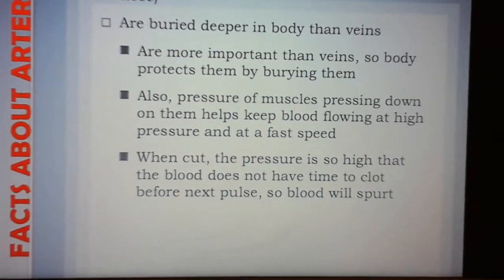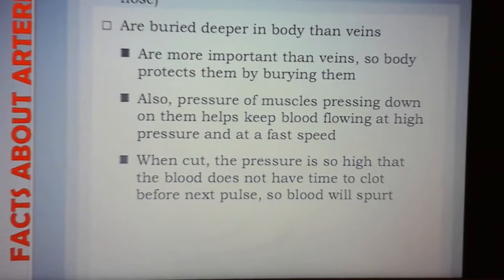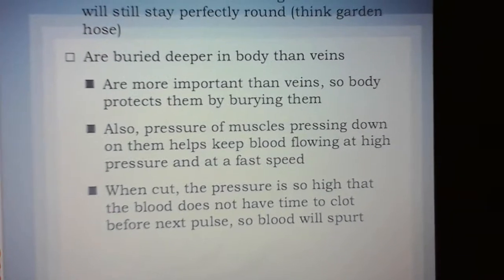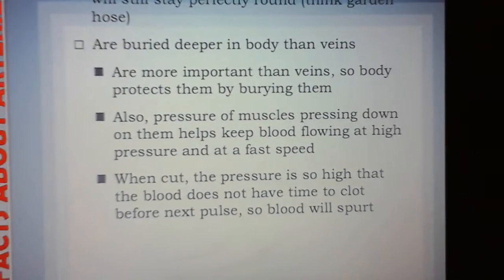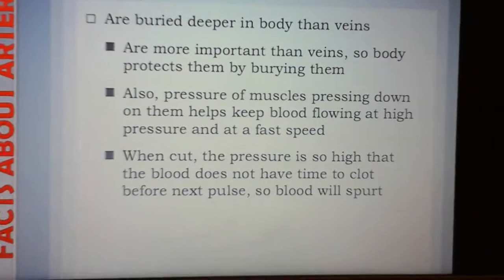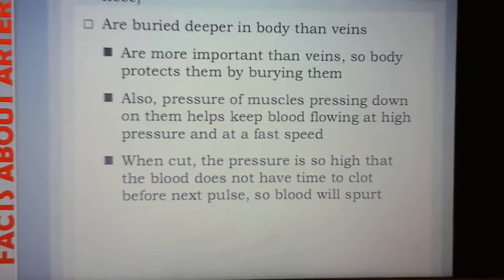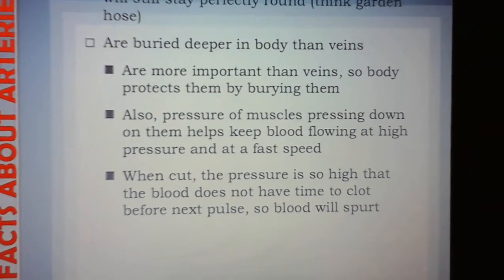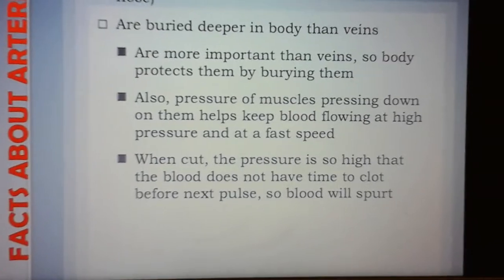And so when cut, the pressure is so high that it's really hard to form a blood clot in an artery. Because as soon as the platelets find a place to hold on to, the pulsing of the artery will just basically blow those platelets away. And so it'll pop that blood clot. So when you cut an artery, it spurts. And that's a pretty dangerous sign. You need to tourniquet it, or you need to put some pressure on it.